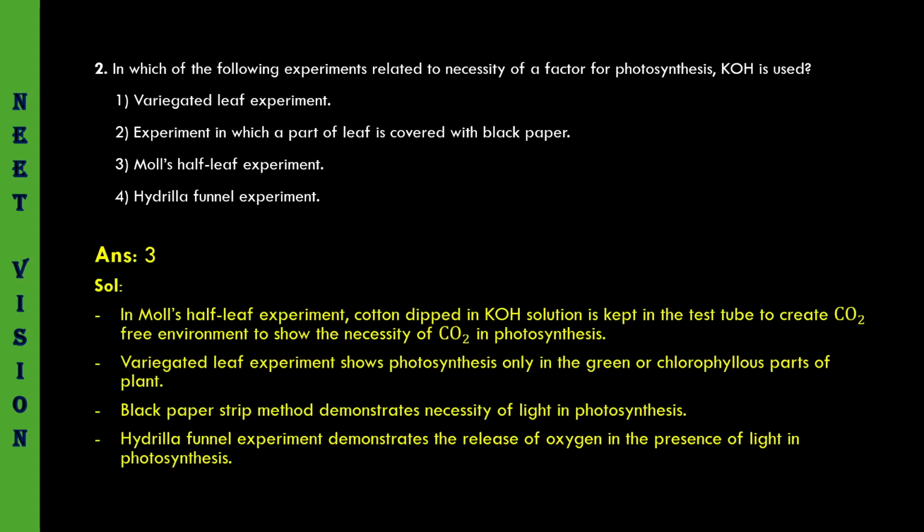Third one is given. Solution. In Moll's half-leaf experiment, cotton dipped in potassium hydroxide solution is kept in the test tube to remove carbon dioxide from the environment, to show the necessity of carbon dioxide in photosynthesis. Variegated leaf experiment shows photosynthesis only in the green or chlorophyllous parts of the plant. Black paper strip method demonstrates necessity of light in photosynthesis. Hydrilla funnel experiment demonstrates the release of oxygen in the presence of light in photosynthesis. So the third option must be the correct one.